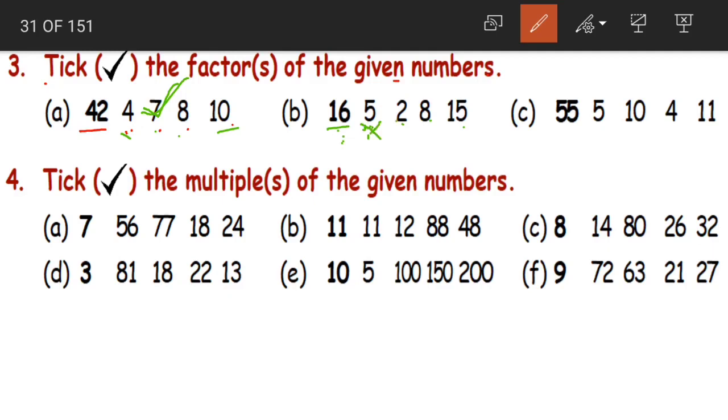Next 2. For a number to be divisible by 2, it should have 0, 2, 4, 6 or 8 in the ones place. It is having 6. So 16 is divisible by 2. That means 2 is a factor of 16. Yes or no? And then 8.